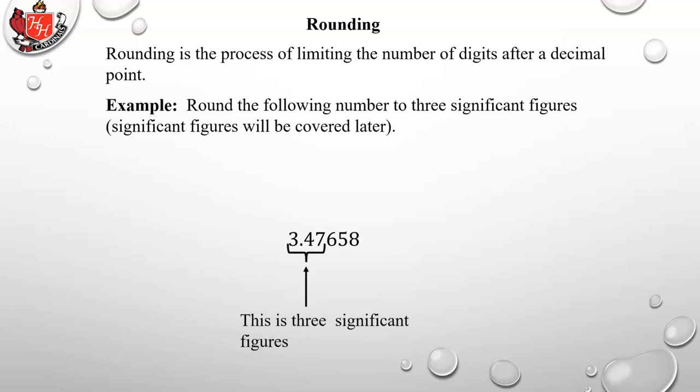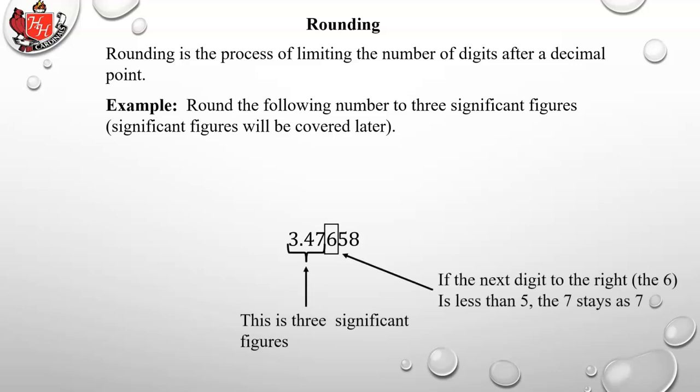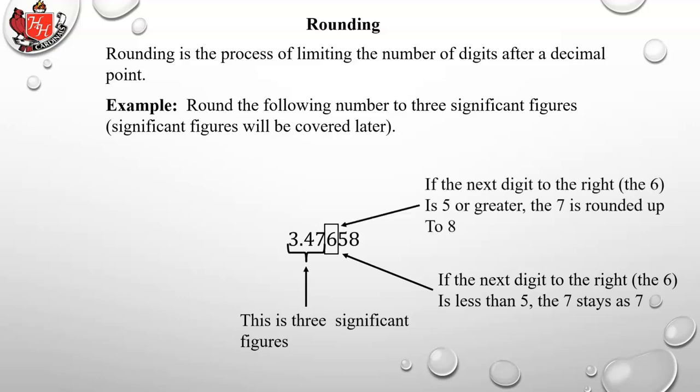This is 3 significant figures. So if the next digit to the right, which is a 6, if that's less than 5, then the 7 will stay as a 7. If that next digit, the 6, is 5 or greater, the 7 will round up to 8. And as you can see, it is greater than 5. So that means the number will be rounded to 3.48.